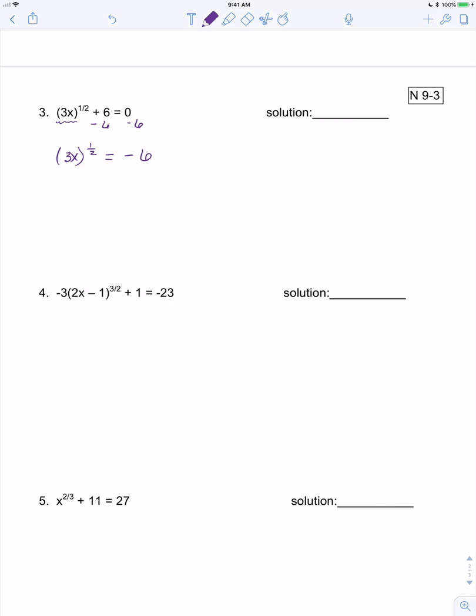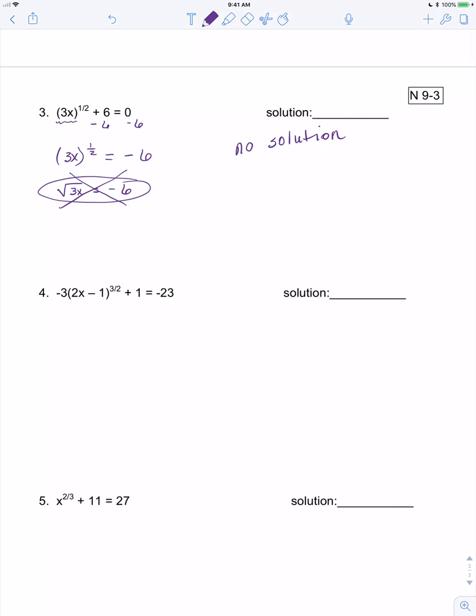Well, if we have the square root of 3x, that could never equal a negative number. So again, remember, if those are an even root, it can't be negative. If it's an odd root, it could be negative. So in this instance, we have no solution. That would be an extraneous one because we could not do this. So remember, this cannot equal a negative, okay?